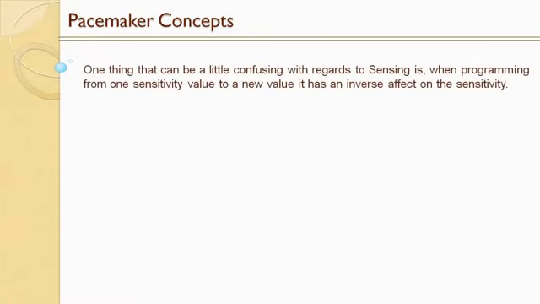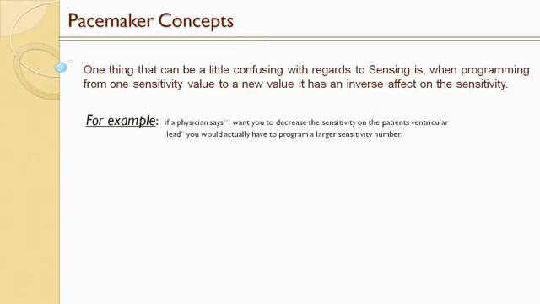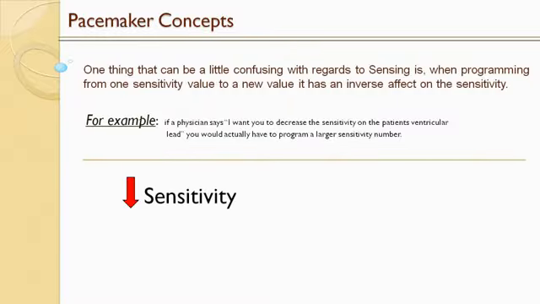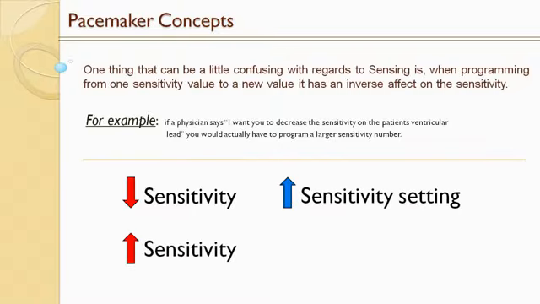One thing that can be a little confusing with regards to sensing is that when programming from one sensitivity value to a new value, it has an inverse effect on the sensitivity. For example, if a physician says, "I want you to decrease the sensitivity on the patient's ventricular lead," you would actually have to program a larger sensitivity number. If we want to decrease the sensitivity of the pacemaker, or how much the pacemaker sees, we have to increase the sensitivity setting. And if we want to increase the sensitivity, or make it so that the pacemaker can see more, we have to decrease our sensitivity setting.